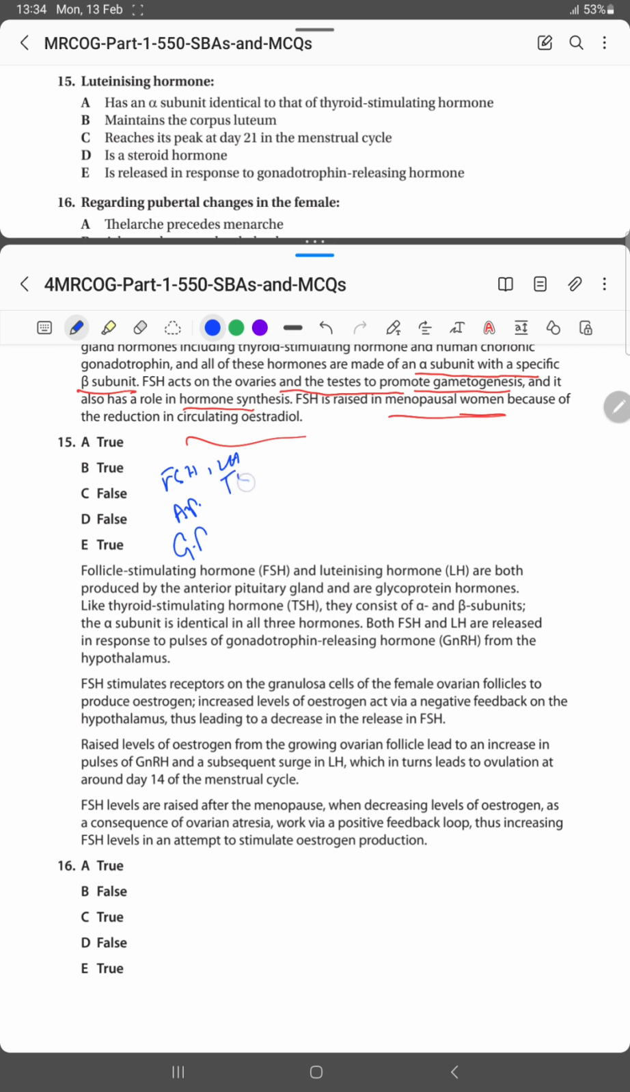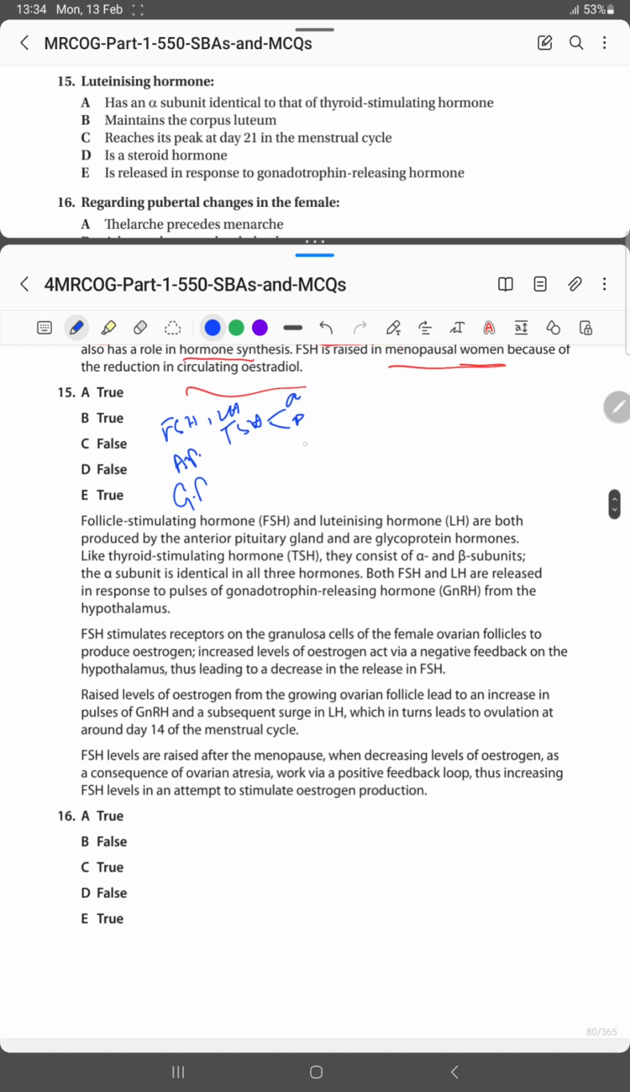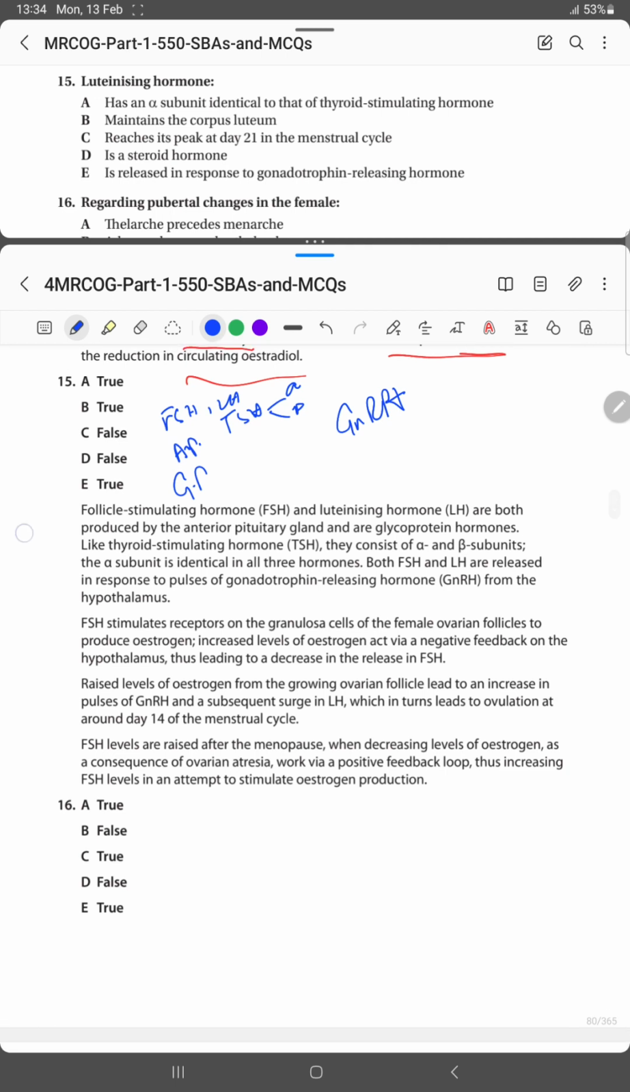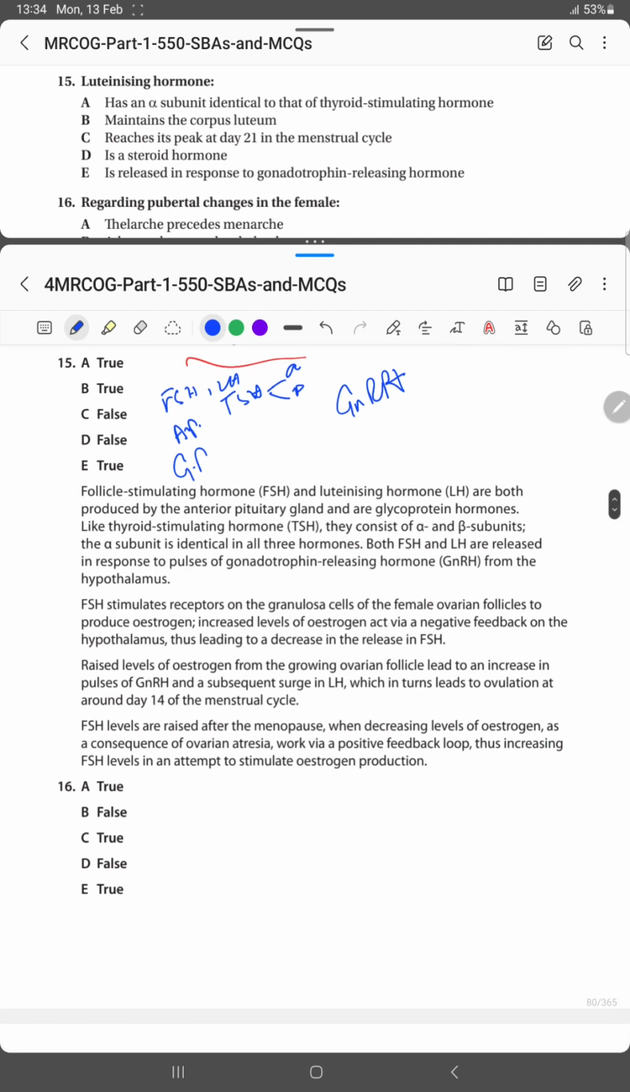And like thyroid stimulating hormone, they have the subunits of the alpha subunit and beta subunit. And both FSH and LH are released in response to the gonadotrophin releasing hormone from the hypothalamus. And FSH stimulates the receptors of the granulosa cells of the female ovarian follicles, and these granulosa cells will produce the estrogens.